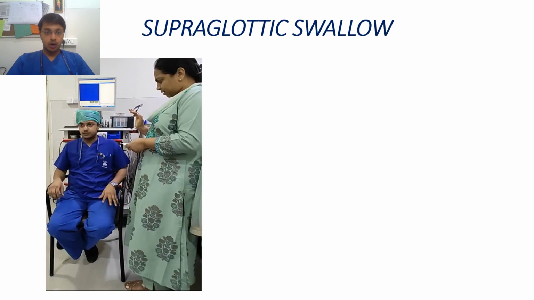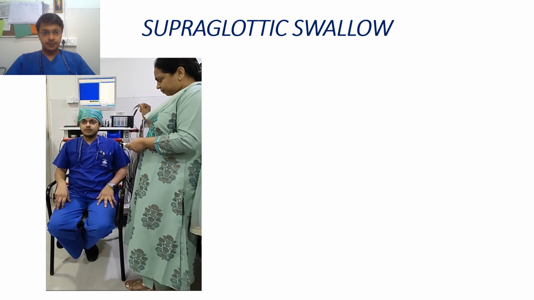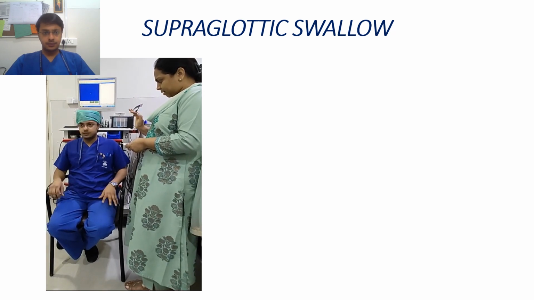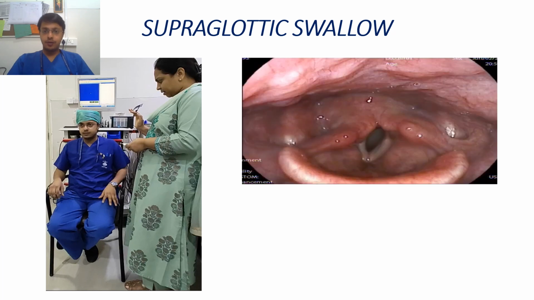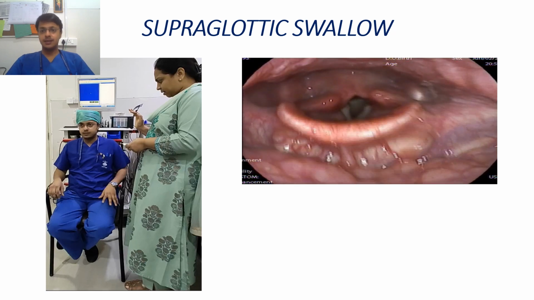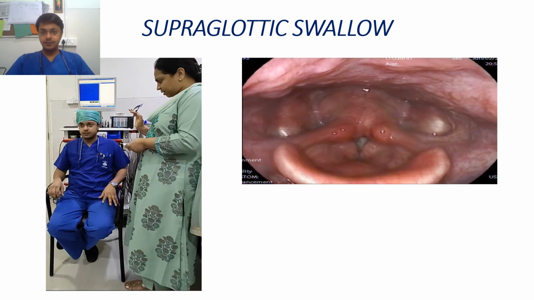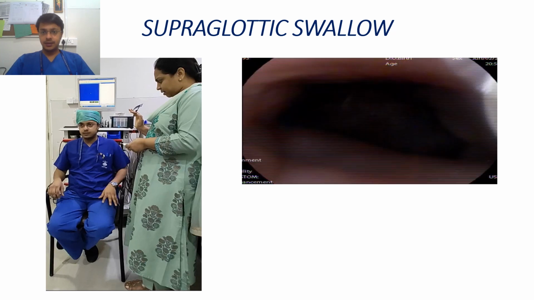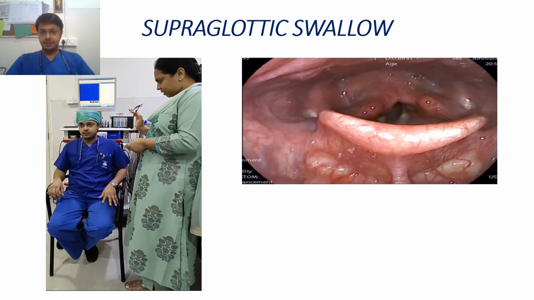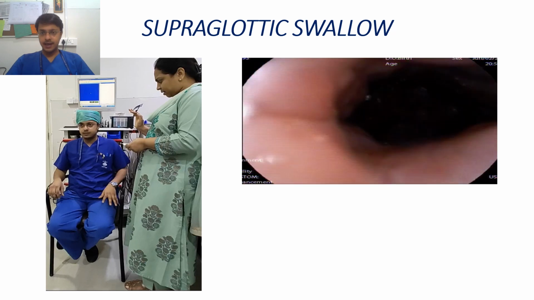Now coming to supraglottic swallow, this is how it is performed. Patient is told to take a deep breath, hold, then swallow, and then immediately cough after the swallowing is done. We can see what happens endoscopically. Inhale. Hold. Swallow. Once more, supraglottic. See again.